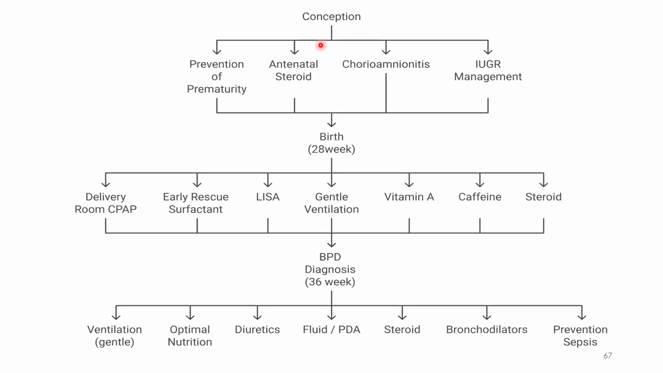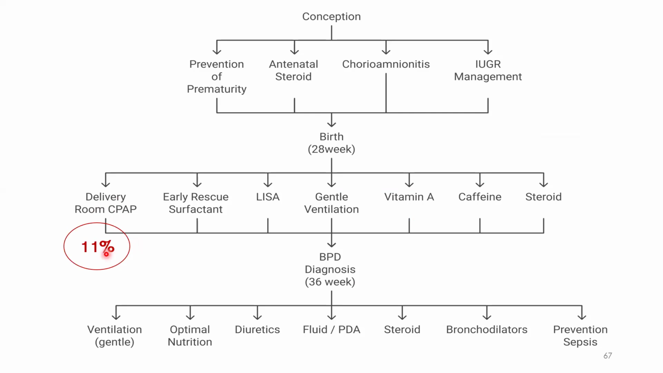So what is the prevention aspect we can think of? If we prevent prematurity, or if we give antenatal steroids, or if we treat chorioamnionitis and ensure proper IUGR management, we can reduce the BPD. But after birth, what can we do? That is by providing early CPAP at the delivery point. By providing early CPAP, you can reduce BPD by almost 11%.